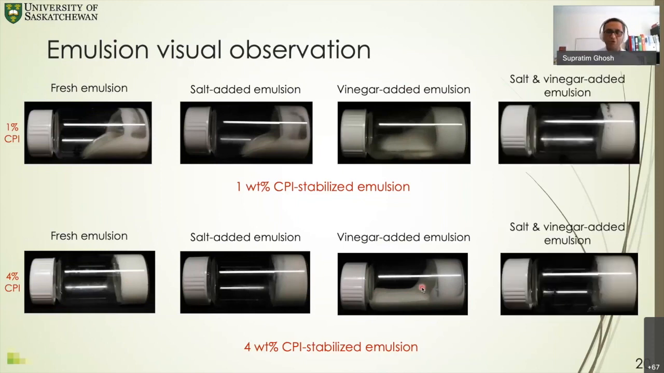And then we added both. And then we saw that when you added both salt and vinegar, even the 1% fresh emulsion became a relatively strong gel, and the 4% also became a very strong gel. So now from a liquid, you can add these regular food ingredients to create a structured and elastic emulsion.